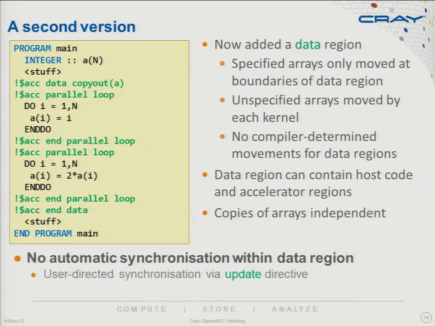The data region here is going around two GPU kernels, two parallel loop regions. The data region can contain host code as well. So you could have some serial code in there that was doing something else. But what you need to remember is that serial code is running on the CPU. Within this data region, there are two copies of array A, one on the CPU, one on the GPU, and they are completely unsynchronized. Now, you say, if I'm only working on the GPU, I'm wasting CPU memory, and that's true. And there are ways to avoid that, but they're more complicated.